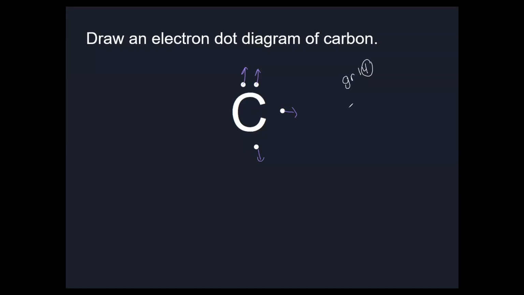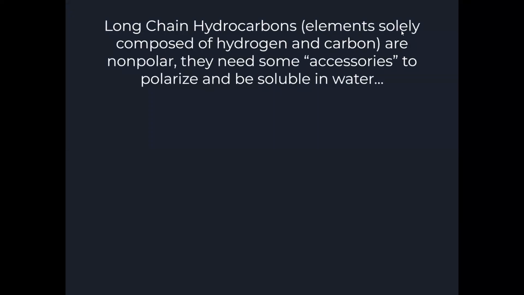Okay, it could be 4 single bonds. It can be 2 double bonds. It could be 1 single and 1 triple. Okay, so lots of different variations there. It could be 1 double and 2 single. Lots of variation. That is why we're carbon-based life forms, because we have so much variety that we are able to bond with.